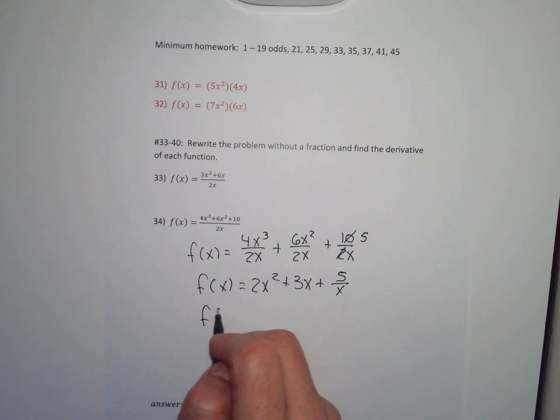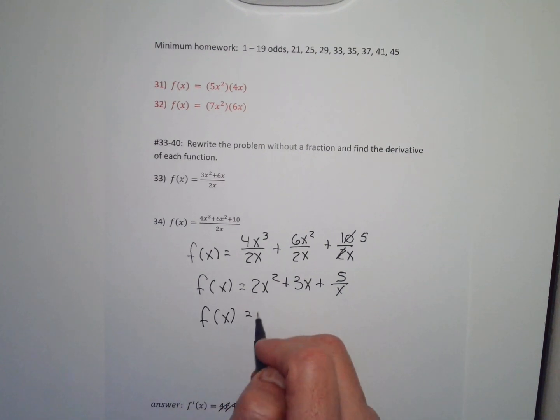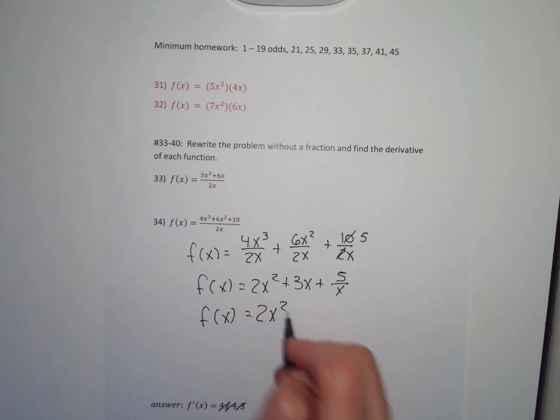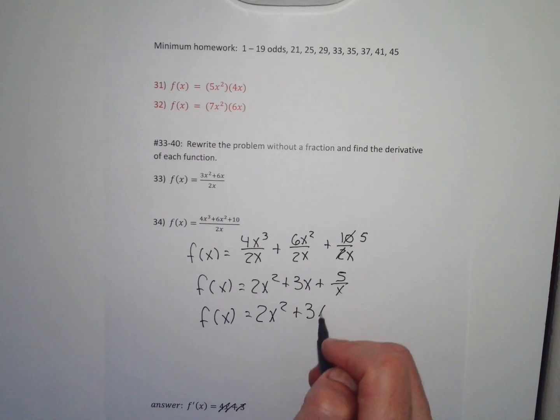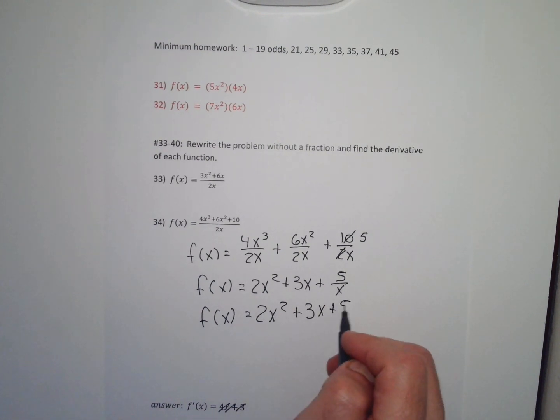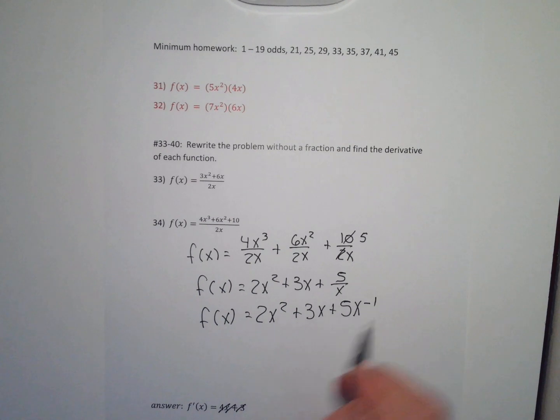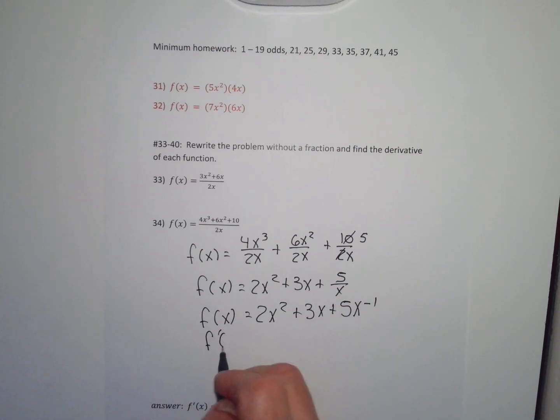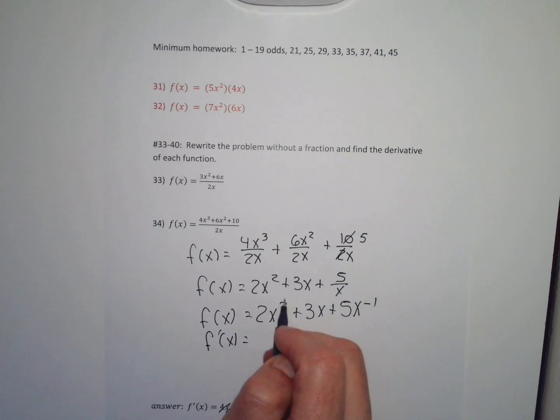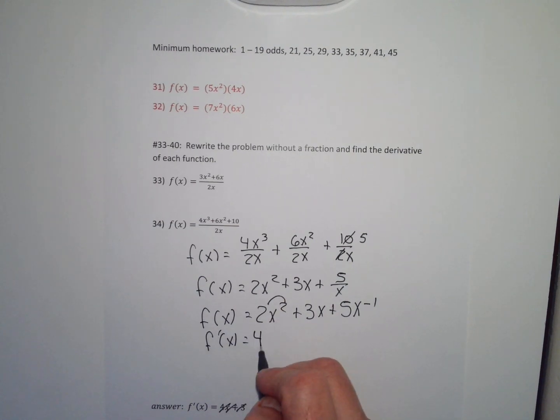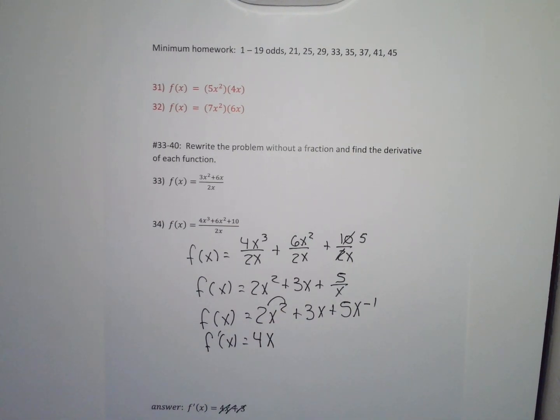So let me rewrite this now as 2x squared plus 3x. And I'm going to write this last term as 5x to the negative 1 power. Now I'm ready to take my derivatives. So now I'm going to write my derivative symbol. First term, I'm going to go 2 times 2 and get 4. Lower the exponent and get an x to the first.